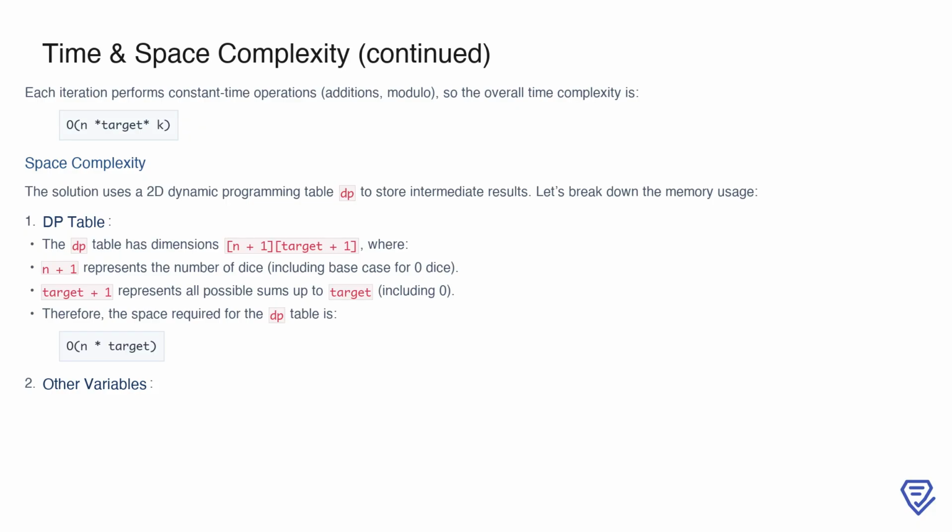Now, turning to the space complexity, the solution uses a 2D dynamic programming table, dp, to store intermediate results. This table has dimensions (n plus 1) by (target plus 1), where n plus 1 accounts for the dice, including the base case with 0 dice, and target plus 1 accounts for all possible sums, starting from 0. The memory required for this table is proportional to the product of these dimensions, resulting in a space complexity of O(n * target).